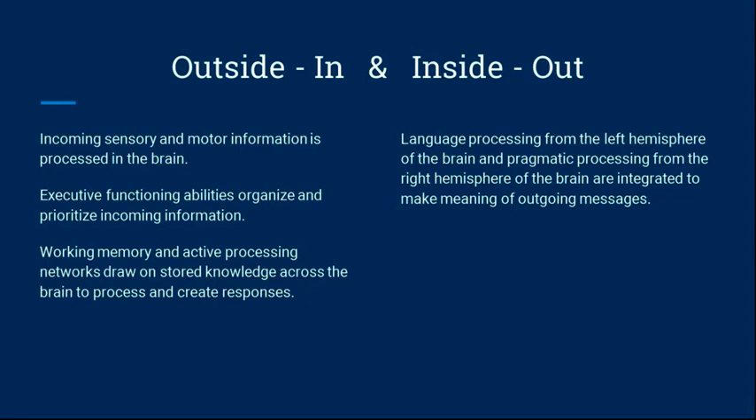When thinking about the brain and the Pinball Wizardry model, you can think of it as outside coming in and inside coming out. When outside information is coming in, sensory and motor information is processed in the brain. Executive functioning abilities organize and prioritize the incoming information. Working memory and active processing networks draw on stored knowledge across the brain to process and create responses. When the inside comes out, the language processing from the left hemisphere of the brain and pragmatic processing from the right hemisphere of the brain are integrated to make meaning out of those outgoing messages.